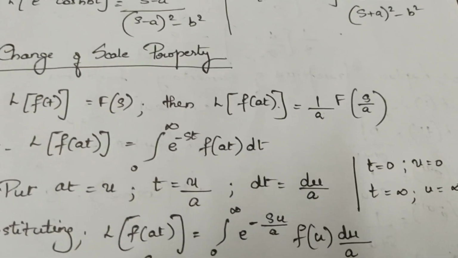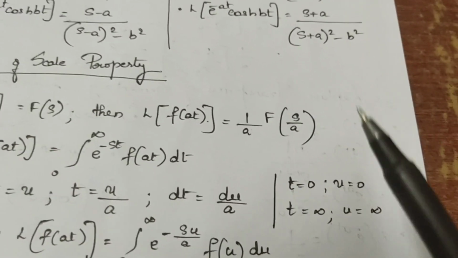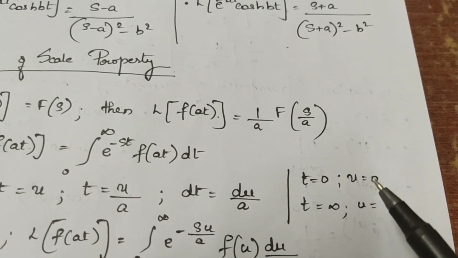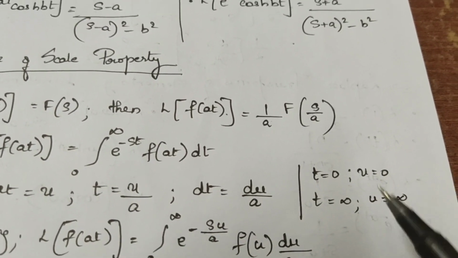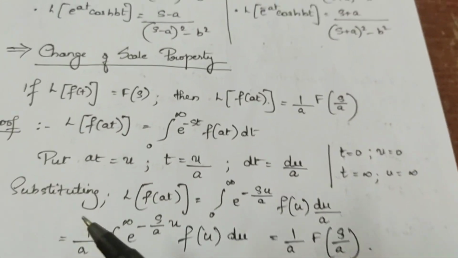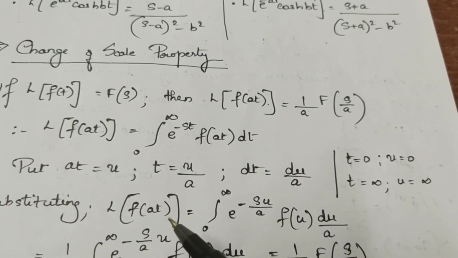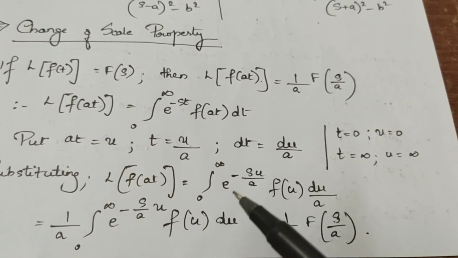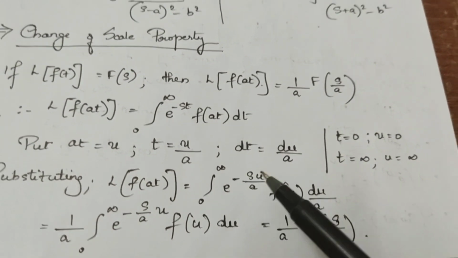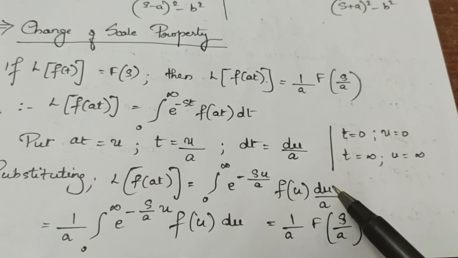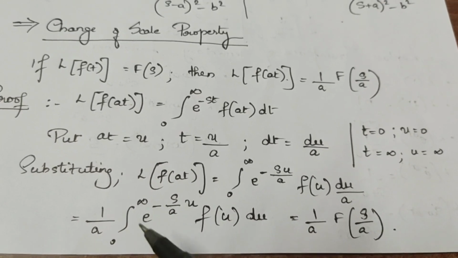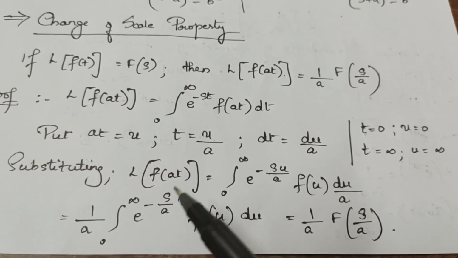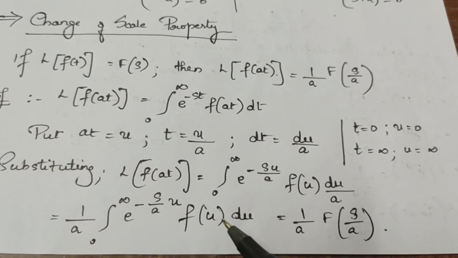Since we have changed the variable, let's see if there is any change in the limits. When t equals 0, u equals 0. When t equals infinity, u equals infinity. So there is no change in the limits. Now let's substitute these. So Laplace of f of at becomes integral 0 to infinity e raised to minus s u by a f of u du by a. Now we'll take this 1 by a outside: integral 0 to infinity e raised to minus s by a u f of u du.